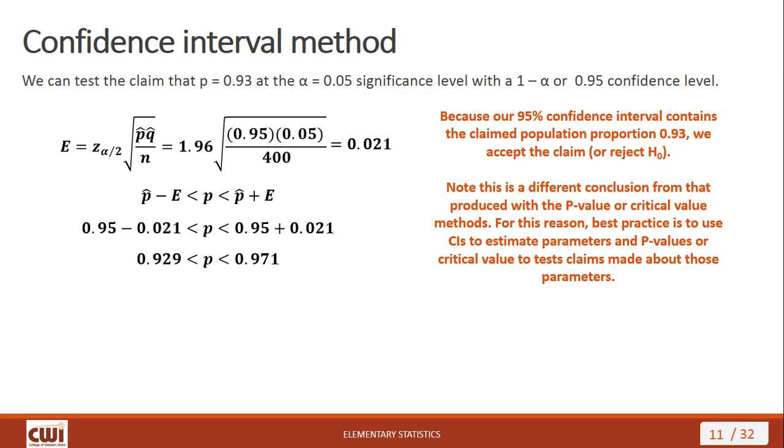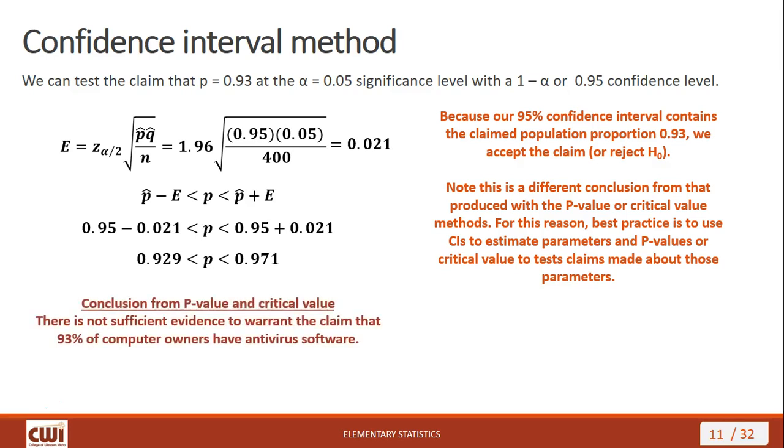Note this is a different conclusion from that produced with either the p-value or the critical value. Using either of those two methods, we fail to reject H0. That's why best practice is to use your confidence interval to make an estimate on the population parameter. Then use the p-value or the critical value method for a hypothesis test on a claim made about the population parameter.